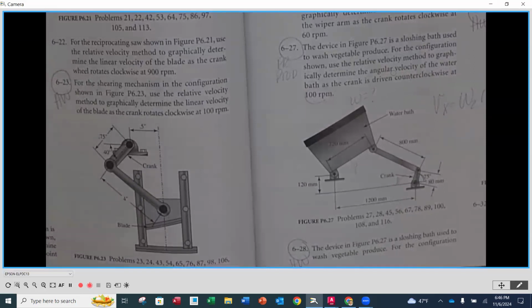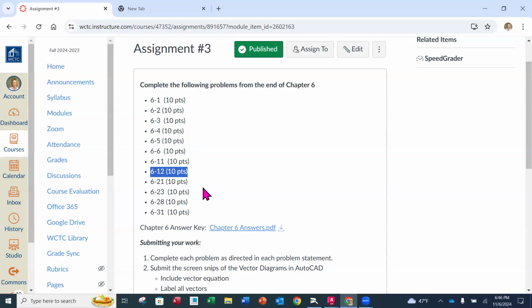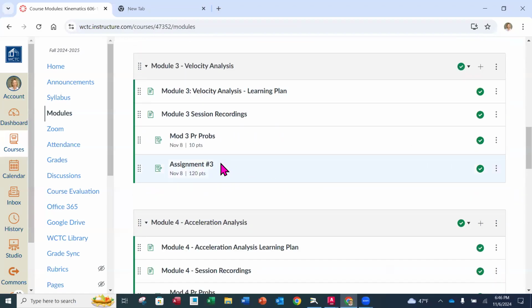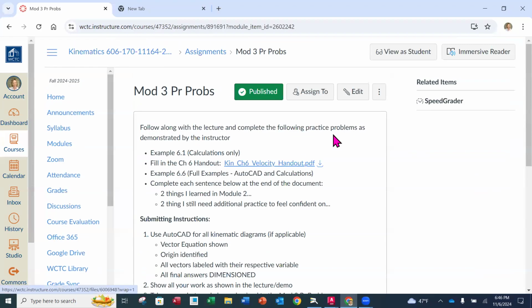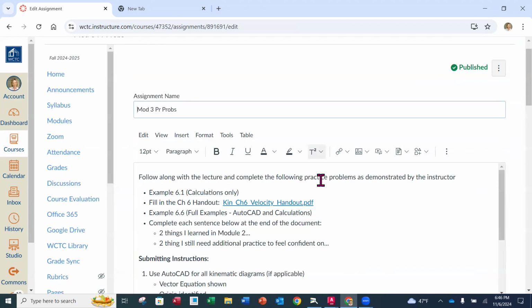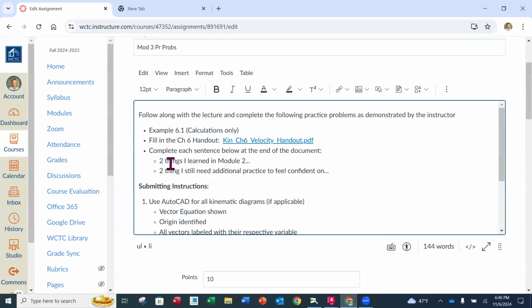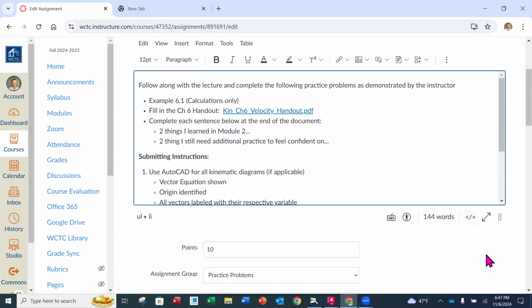So if we go back, I'm just going to go there because that was a good question. I will go to our practice problems for module 3, and I will edit this, and I'm going to take off example 6.6. How does that sound? So those last two examples, 620 and 627, were part of the handout. Those are required. But we took off 6.6 officially.